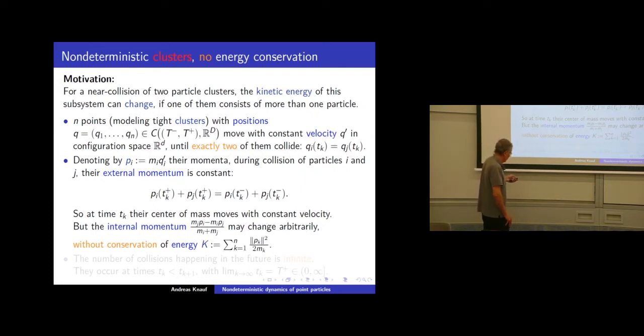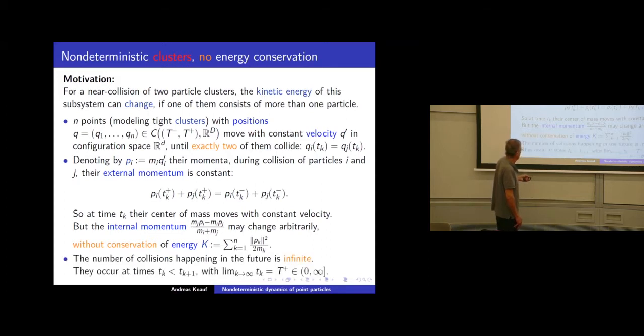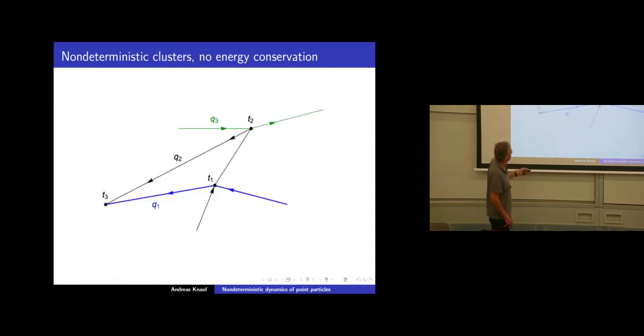Now, also to make the mathematics simpler, something that is satisfied in this example is that the number of collisions in the future is infinite. Quasi-collisions for the deterministic problem, collisions for this billiard model, and they occur at times that can be ordered in ascending order, with just an accumulation point at t plus. So that would be a typical realization.